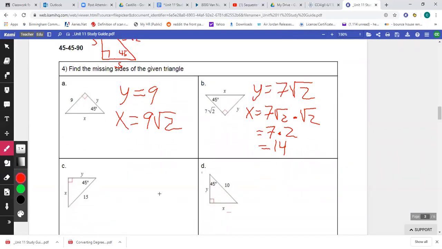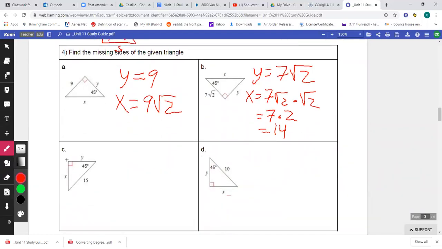Letter C, you have to know how to go backwards as well. This is going to be a test question, so everyone pay attention for letter C. So if you have a 45, 45, 90, and you have the 15 here. For letter A and letter B, if I had the leg, I had to multiply by root 2. If you have the hypotenuse, you have to divide by root 2. So I'm going to take the 15 and divide it by root 2.